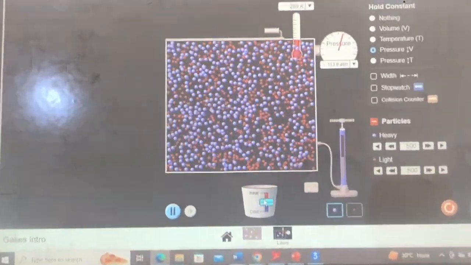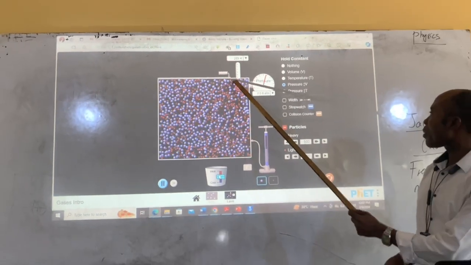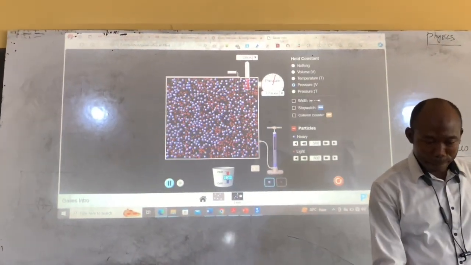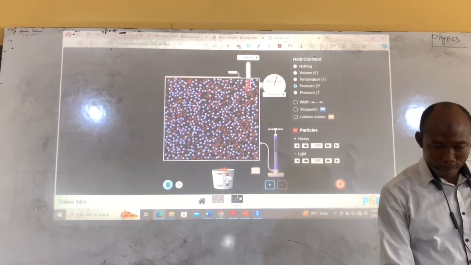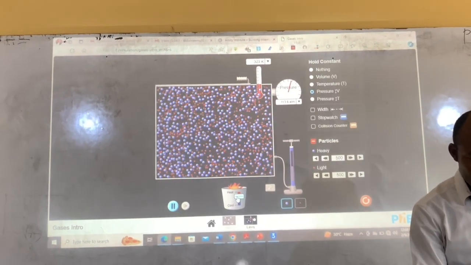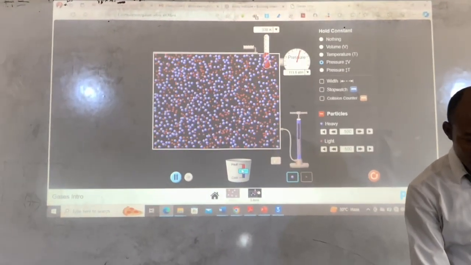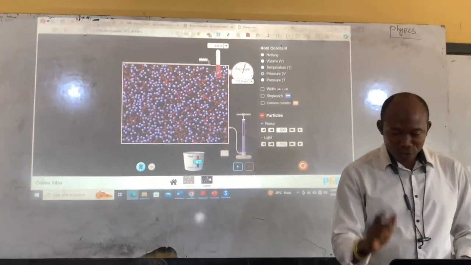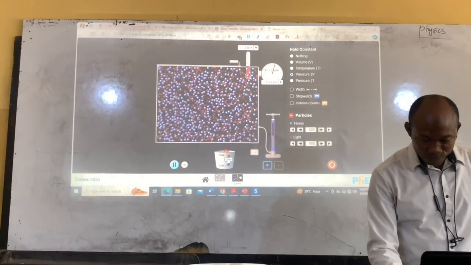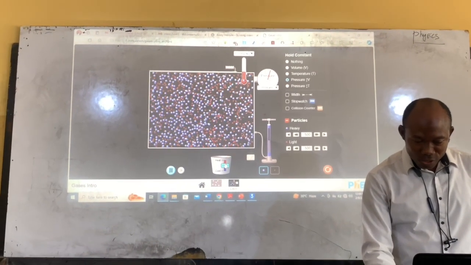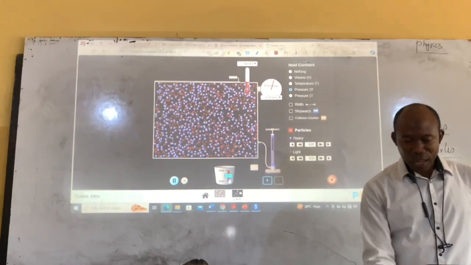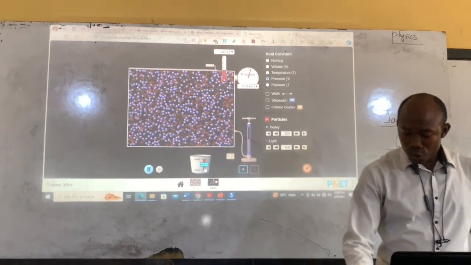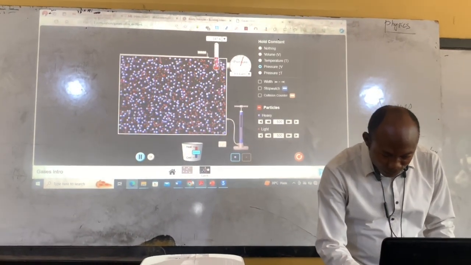Can you see the temperature? Yes. The temperature is going up. So we can see that there is a relation between pressure, temperature, and volume, isn't it? So, having understood this, let's go to another activity.